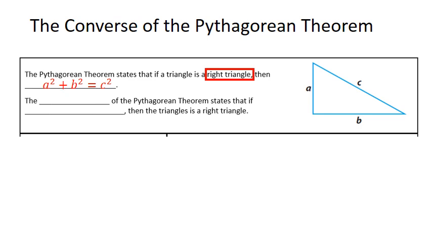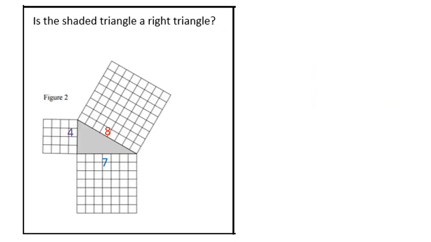which is the side C. Well, the converse of the Pythagorean theorem states that if a squared plus b squared equals c squared, then the triangle is a right triangle. So let's look at this example. It says here, is the shaded triangle a right triangle?